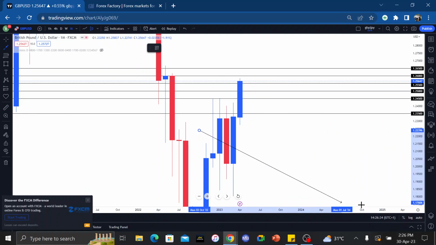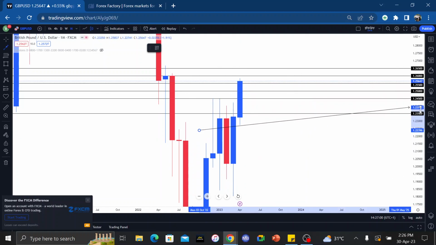This is the last day for the month of April 2023. As you can see, this monthly candle closed above 1.23500, and also closed above the highs of the previous four months' candles. Price broke above all of them and closed.